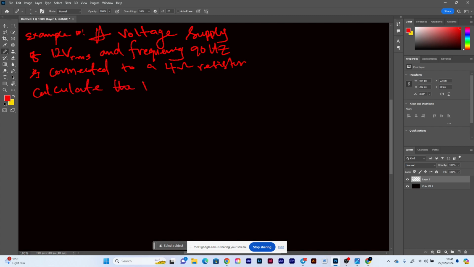Calculate the peak value of the current. So for us to be able to calculate the peak value of the current, we must know the root mean square voltage.